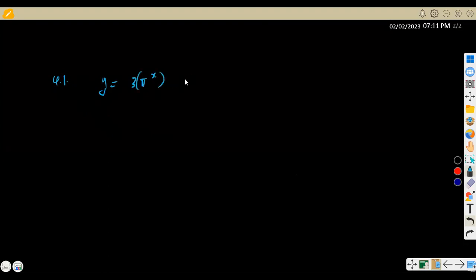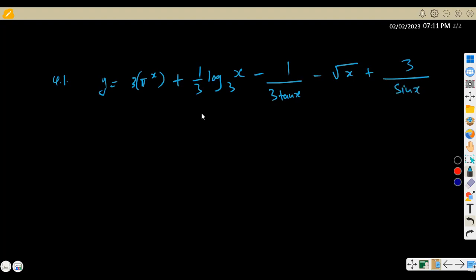This is what we are given, plus a third of log x in base of 3, minus 1 over 3 tan of x, minus the square root of x, plus 3 over sine of x. So this is what you're given in this case. The first part, we are just rewriting in a format that we can differentiate. So we are not differentiating yet.